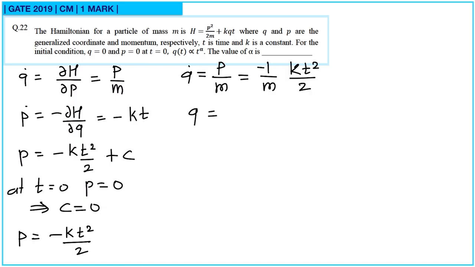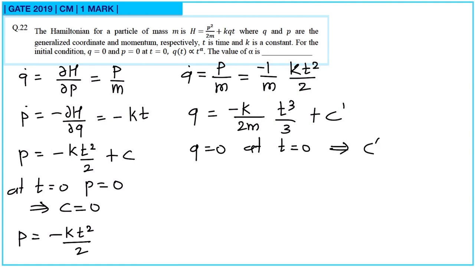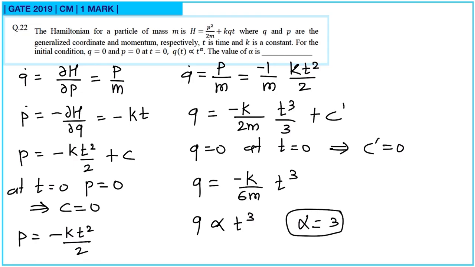So q is equal to integration of this. So that means it will be minus k by twice m. Integration of t square is t cube by 3 plus some constant of integration. Now q is equal to 0 at t is equal to 0. That means this c dash should be 0. So q is equal to minus k by 6m into t cube. So q is proportional to t cube. So alpha is equal to 3. Answer is 3. Answer given in the answer key is 3, 2, 3.